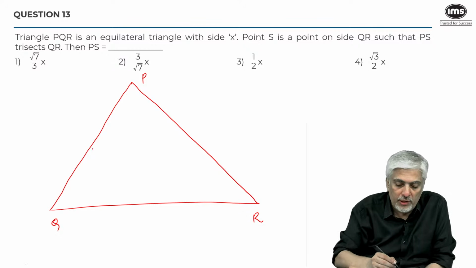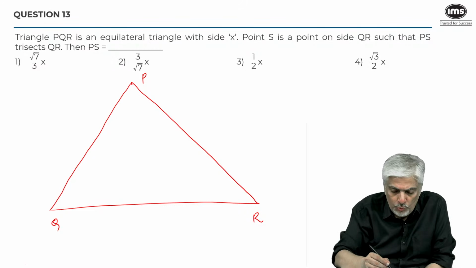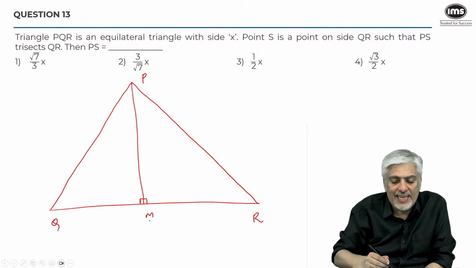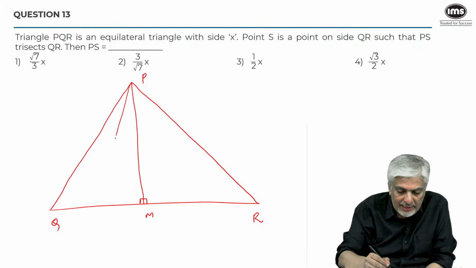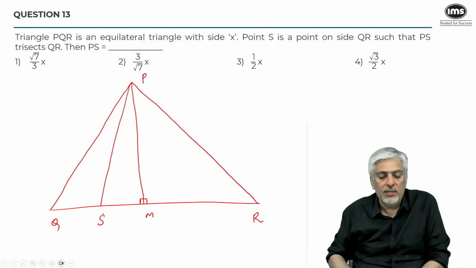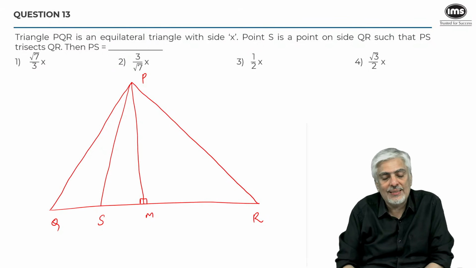So pay attention carefully. If I draw a perpendicular, let's call that PM, that will be the exact midpoint. So the trisects point will be a little bit over here. So S is somewhere over here. So I've dropped the perpendicular. Question asked is find PS.